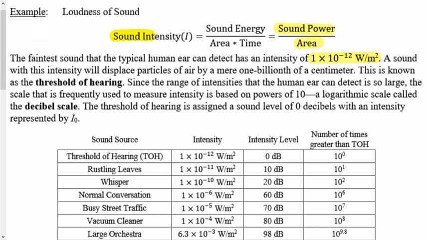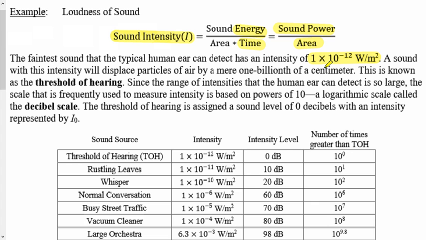So we could talk about sound energy, and energy over time is power. And then we'd still have the area in the denominator. So if you imagined 1 meter by 1 meter square, and it having an energy of 10 to the negative 12 watts. If you think of light bulbs and the typical incandescent light bulb, that would be maybe 40 or 60 or 100 watts, this is infinitesimally small. So a sound with this intensity will displace particles in the air by a mere 1/1000th of a centimeter. So hardly any movement of the air at all.